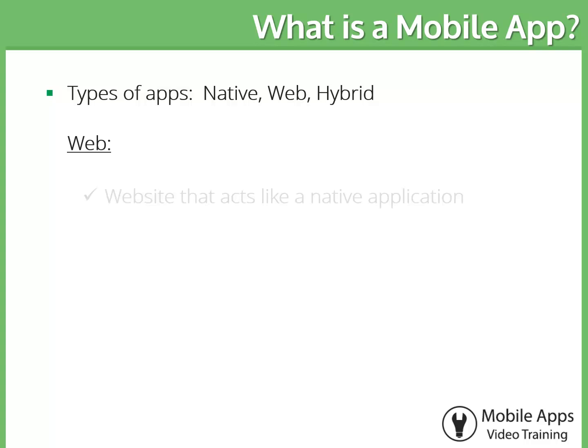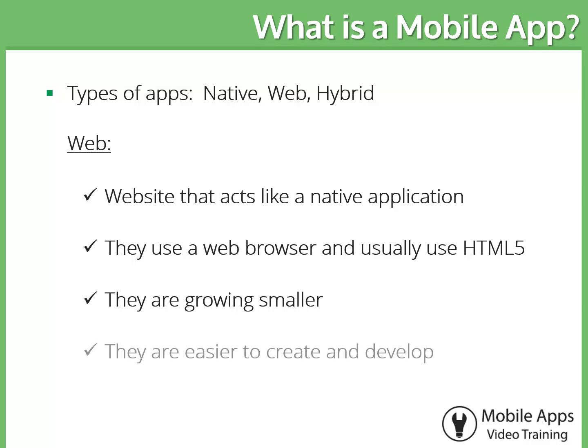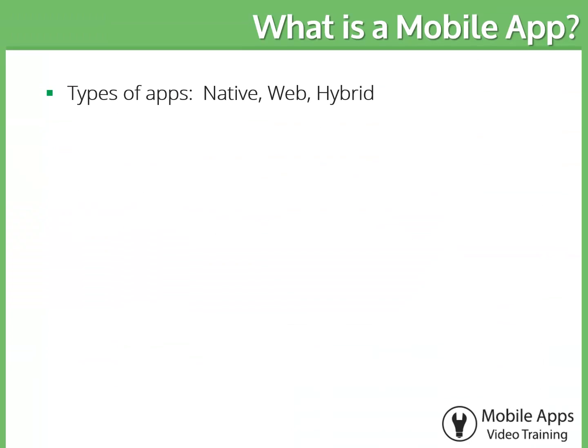Web. A web app is a website that acts like a native application, but they're not installed or implemented the same way. They use a web browser and usually use HTML5. They also rely on a common web browser in order to render the app. However, the distinction between native apps and web apps is growing smaller as more sites begin using HTML5. A web app can have some advantages over a native app because they are easier to create and develop, and they provide cross-platform compatibility.